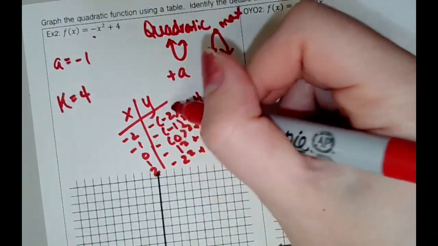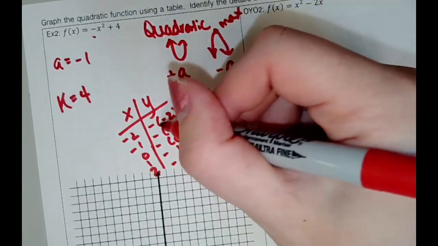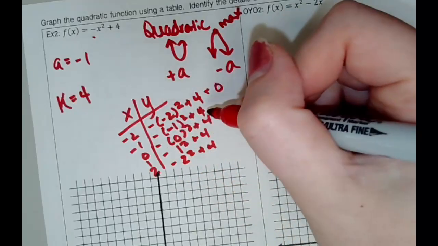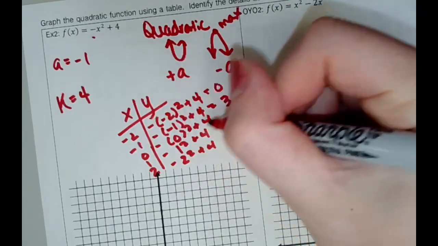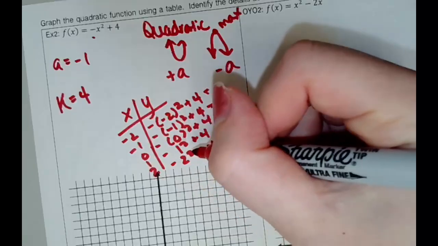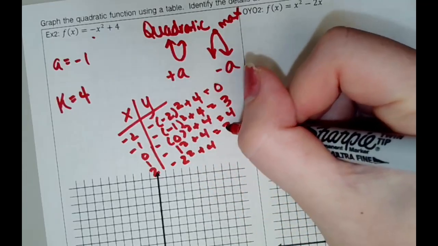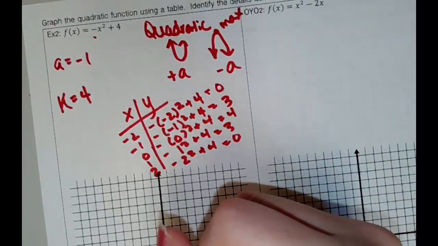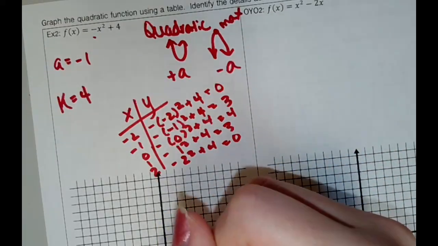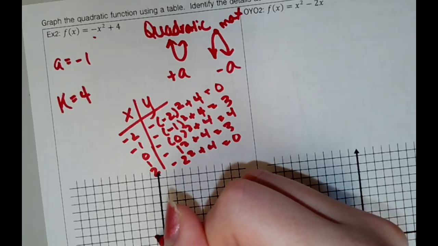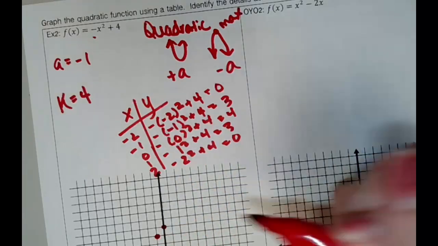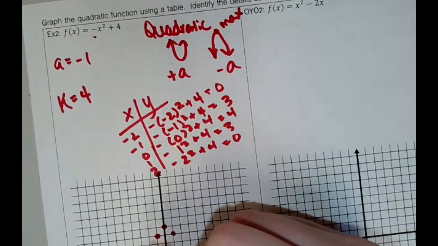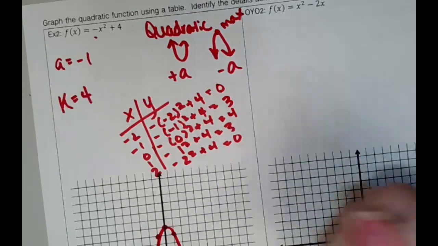If you do, make sure you put your negative values in parentheses. This gives you -4 plus 4, which is 0, -1 plus 4, which is 3, 0 plus 4, which is 4, -1 plus 4, which is 3, -4 plus 4, which is 0. So if I plot those points, -2, 0, -1, 3, so -1, 3 is right here, 0, 4, 1, 3, and then 2, 0 right here. That's enough points for me to get the shape of the function.